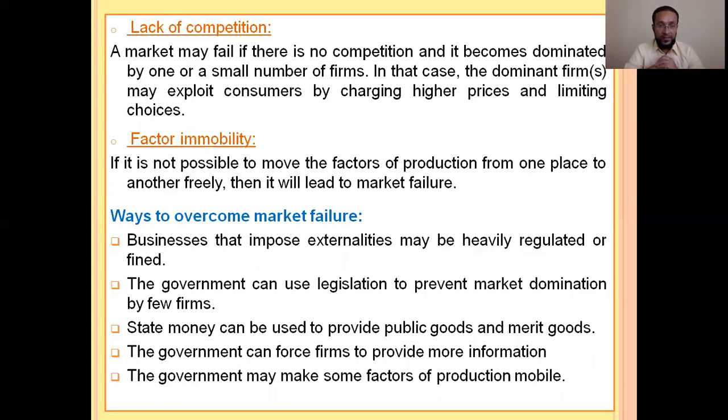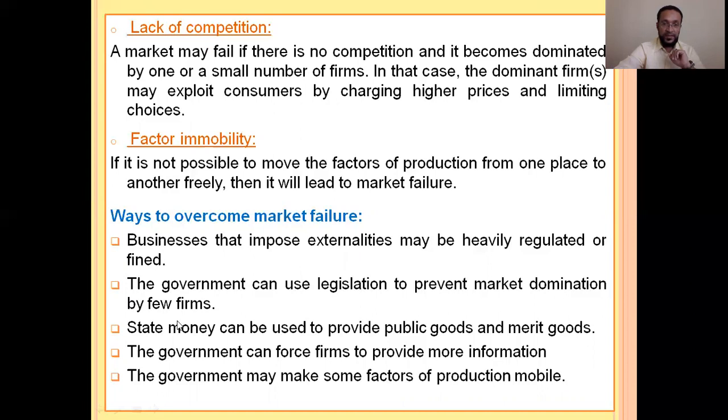Now let me discuss some ways to overcome the market failure. At first, businesses that impose externalities may be heavily regulated or fined by the government. If they are heavily regulated or fined by the government, then they will automatically reduce their negative externality. Hence, market failure is possible to overcome. Next is the government can use legislation to prevent market domination by few firms. If the firms are trying to dominate the market, the government will introduce legislation and new rules so that competition increases and market failure is possible to overcome in this way.